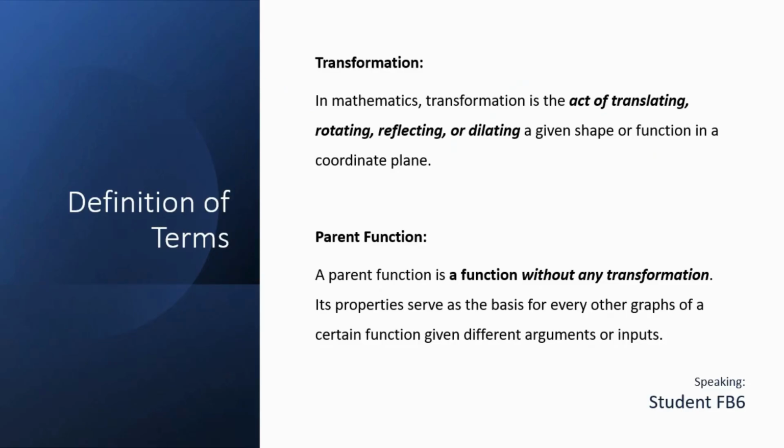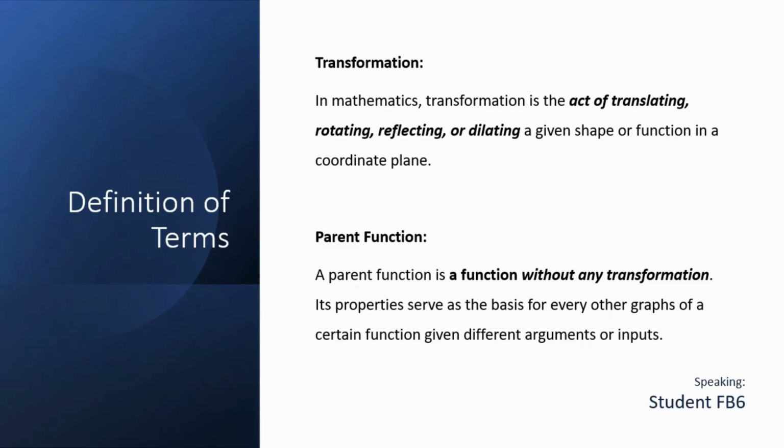Before we proceed any further, let us first define terms that are frequently used when we are talking about cosine functions. In mathematics, we have what we call the analytical process of transformation. It is the act of translating, rotating, reflecting, or dilating a given shape or function in a coordinate plane. When we transform a shape or graph, take note that the identity of that specific function is retained even though its properties are manipulated.